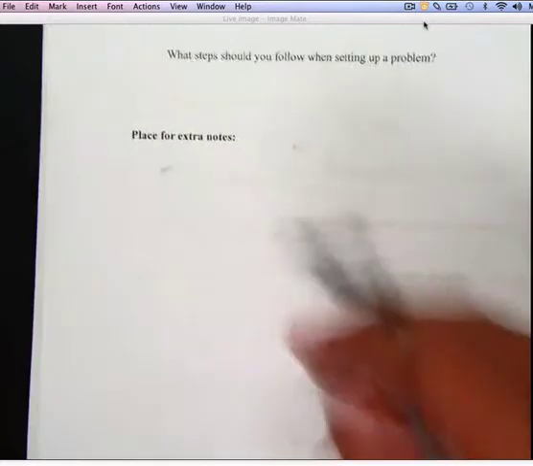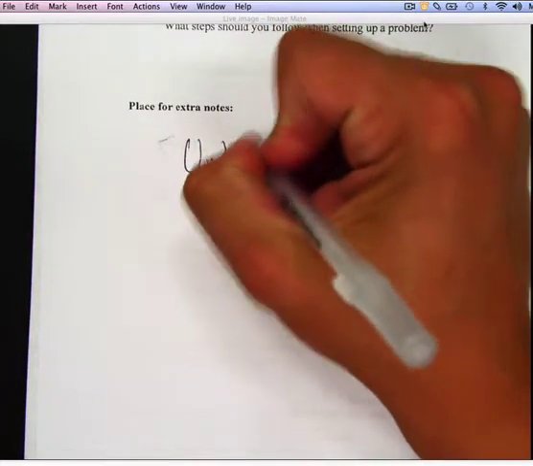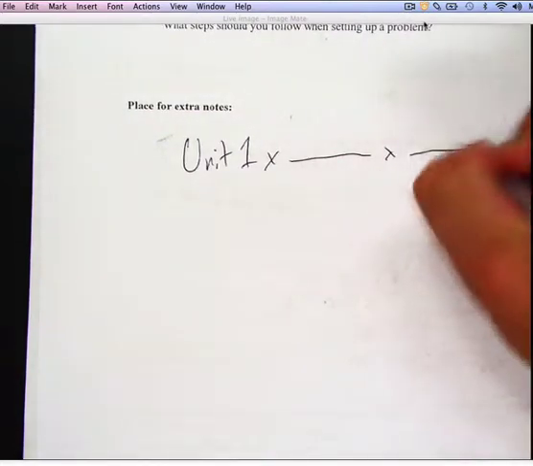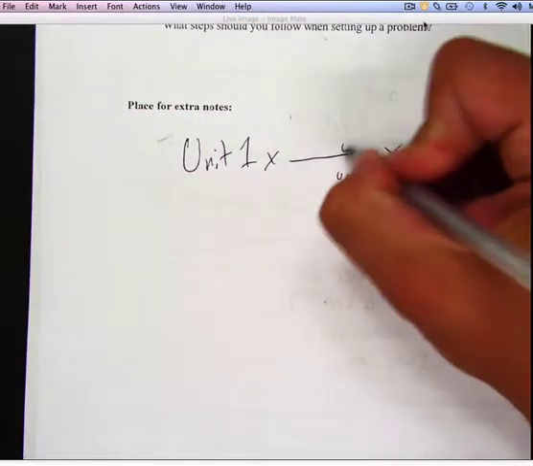Let's go over quickly a multiple step one. So a multiple step, we just did a single step, is going to have multiple steps or multiple conversions in each one, but you still follow the same formula.